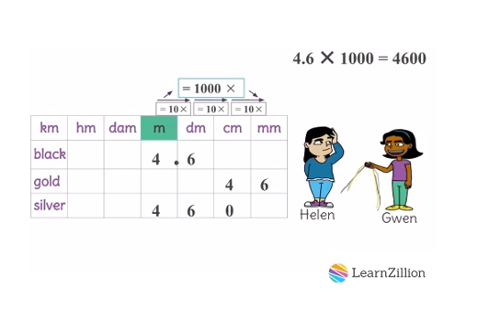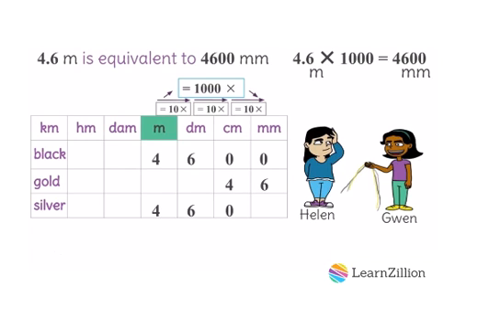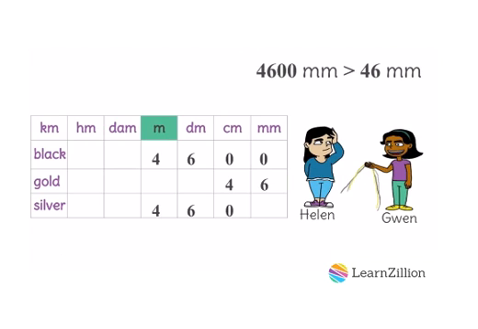4 6/10 times 1,000 equals 4,600. Let's make sure and keep that metric unit in there so that we know that it is 4 6/10 meters times 1,000 equals 4,600 millimeters. We can change that on our metric measurement chart, and we now know that 4 6/10 meters is equivalent to 4,600 millimeters. Because 4,600 millimeters is greater than 46 millimeters, we now know for a fact that the black is longer than the gold. Now we need to compare the silver cord.